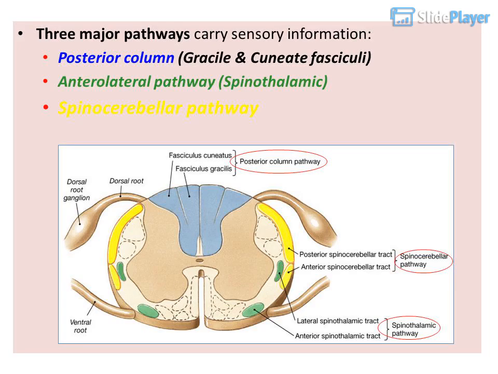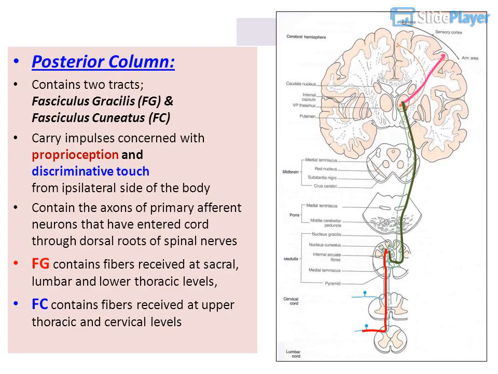Three major pathways carry sensory information: the posterior column, gracile and cuneate fasciculi; the anterolateral pathway, spinothalamic; and the spinocerebellar pathway. Dorsal column, posterior column.